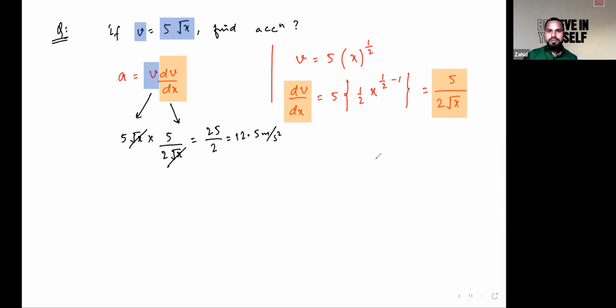Okay, so just revise this whole concept and try to do more and more problems related to motion under gravity and this non-uniformly accelerated motion using the calculus method. Okay. Yes, sir.